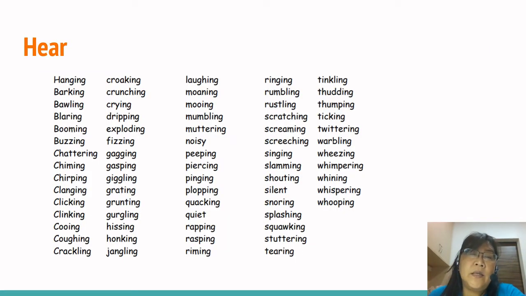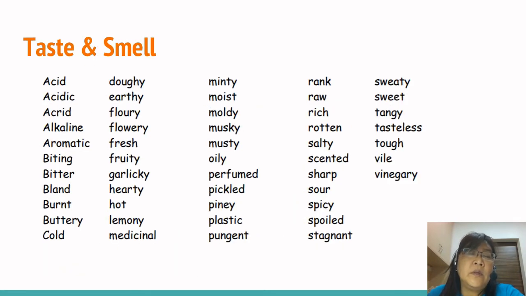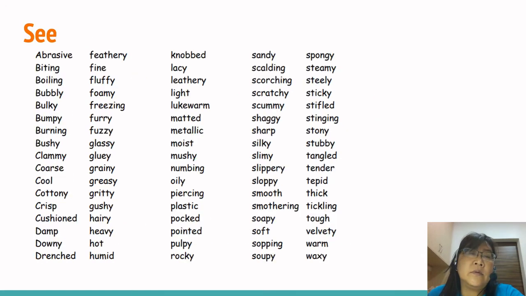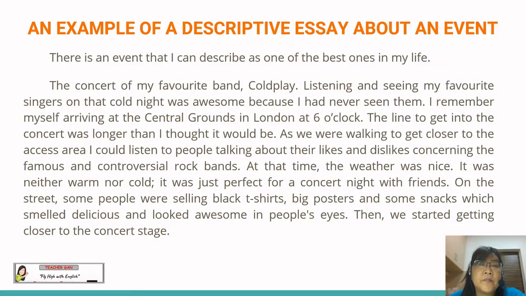Now, let's look at the list of words for senses. First, we have hear. So you have a lot of words here. Then we will move on to touch. And then you have taste and smell. And next you have see. For the first task, identify all the sensory words in the first paragraph.